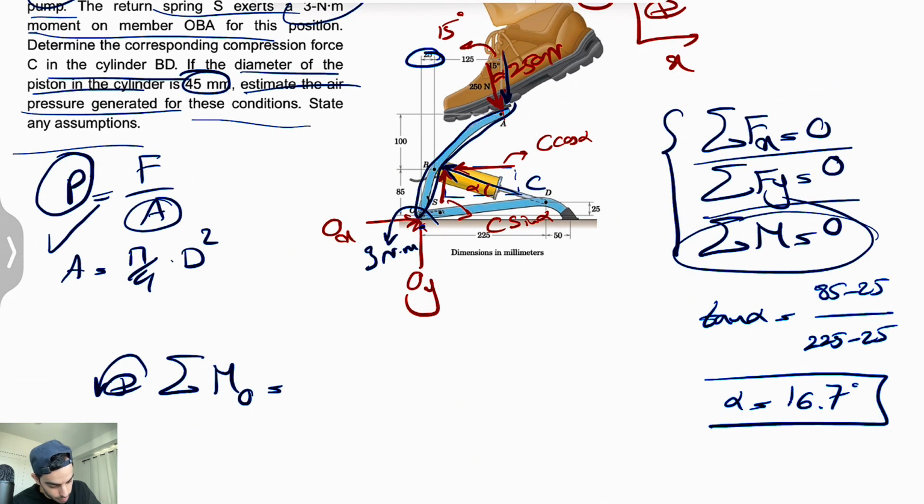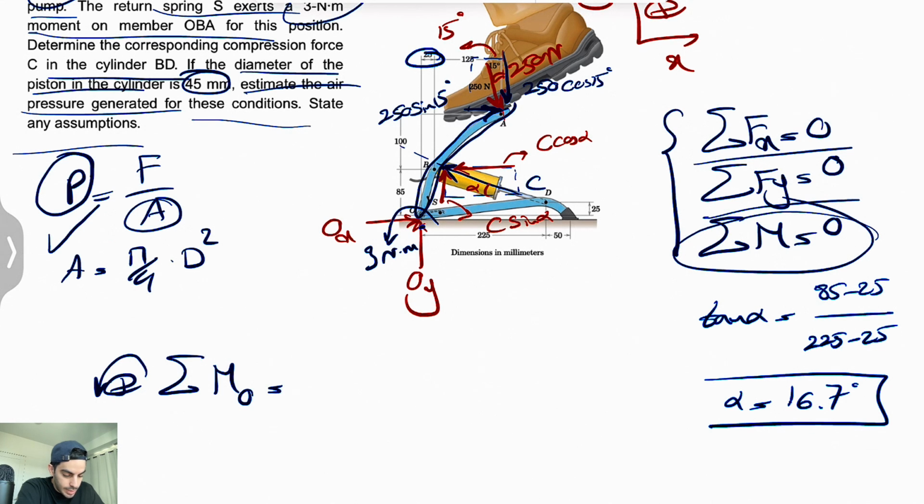Also we need to resolve this one as well. The 250 Newton force, the vertical one would be 250 cosine of 15, and the horizontal 250 sine of 15. Again, we are trying to find the x and y components of each of these two, because that way it's easy for us to find the vertical distance. That's the whole point of resolving each of these forces. Otherwise, you have to find the vertical distance to the line of action, which is not that easy.